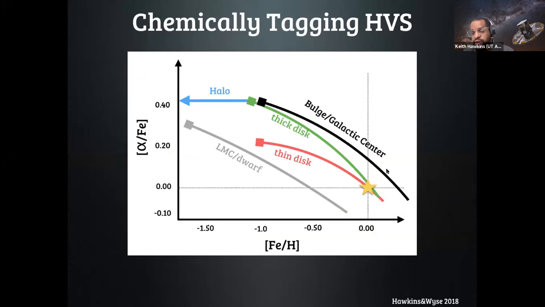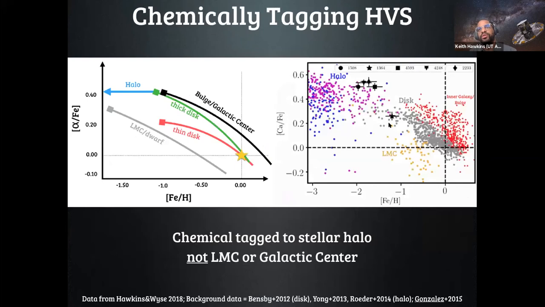So Rosie and I did a quick pilot study of five of these things discovered in Gaia DR2 just to see what would happen. What this is showing you is the data on calcium over iron as a function of metallicity for these five hypervelocity star candidates in black, compared to the disk, the bulge, and the LMC. The important point here is that these hypervelocity star candidates don't seem like they're coming from the LMC. They should be down here. They don't seem like they're coming from the galactic center. They should be up here if they were. They actually just look like normal halo stars.